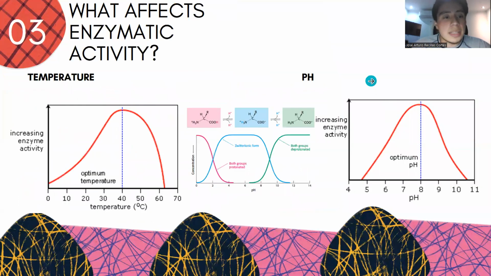What affects enzymatic activity? First of all, temperature. Enzymes have an optimal temperature. If we surpass that temperature, enzymes can become denatured. As well as pH, they have an optimum pH. pH affects the amino acid charges, which affect the secondary structures in the hydrogen bonds.